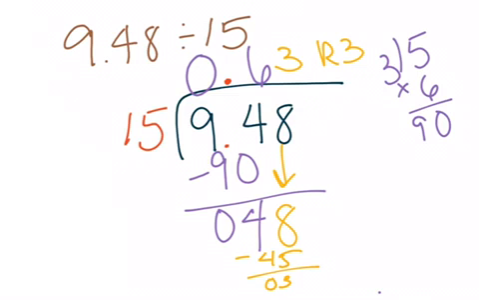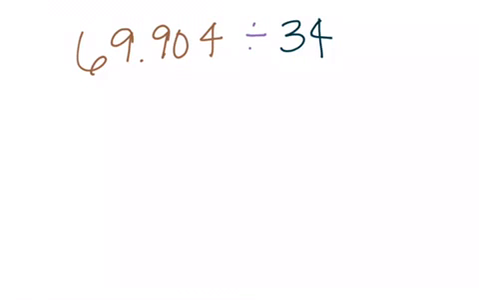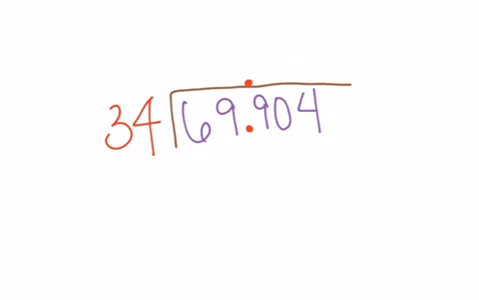Okay, so let's do one more. 69.904 divided by 34. So this is just a longer decimal, the exact same steps we've been doing. Just a longer decimal, that's it, just more digits. Okay, we've got the problem all set up in the correct division format. I've already lined up my decimal up to the top where my quotient will go. Now we're just going to start dividing.